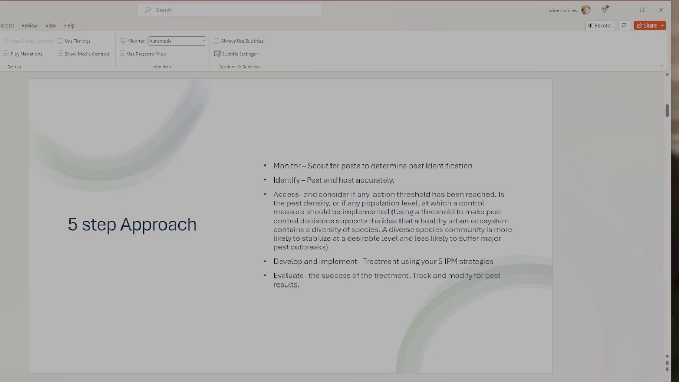The third one being assess. Consider if any action threshold has been reached, is the pest density, or any population level at which a control measure should be implemented. This is your threshold. What is your threshold? You've got to understand that good organisms feed upon bad organisms.